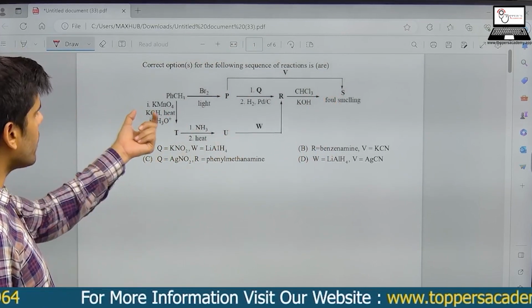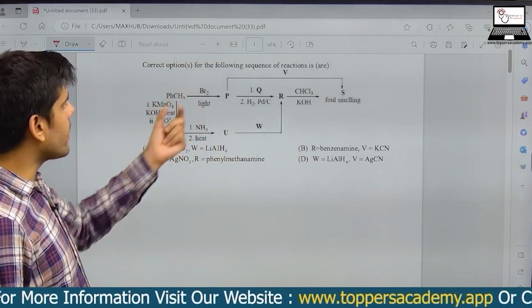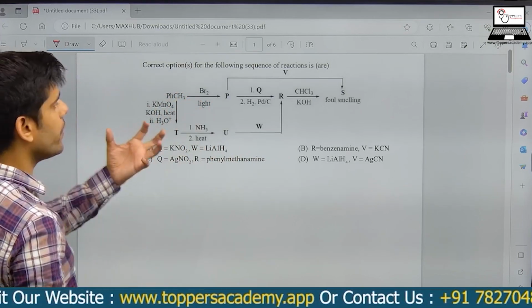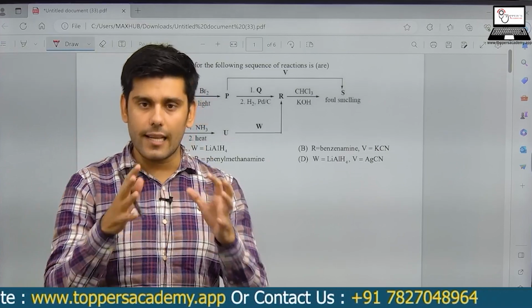So we start with toluene. The first reaction is bromination in the presence of light, so halogenation in the presence of light. We know what it is. This is our benzylic substitution.